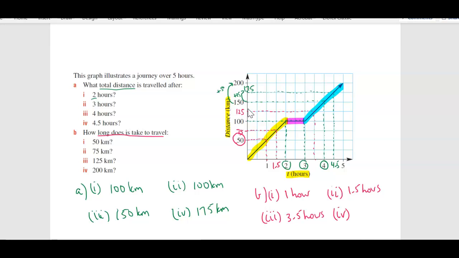And then 200 kilometers up the top. There we go. Let's go across. Now that line, we can see it would go through that point. So we go all the way down, and that's going to be 5 hours.